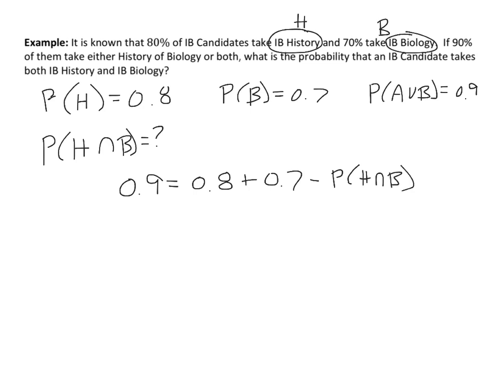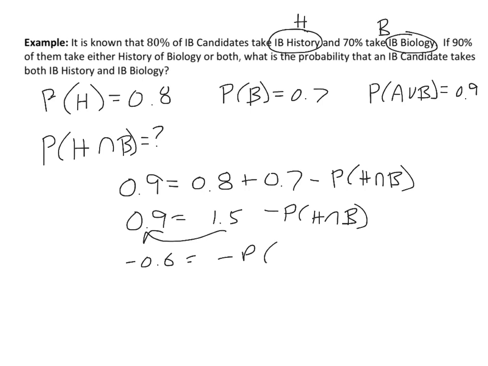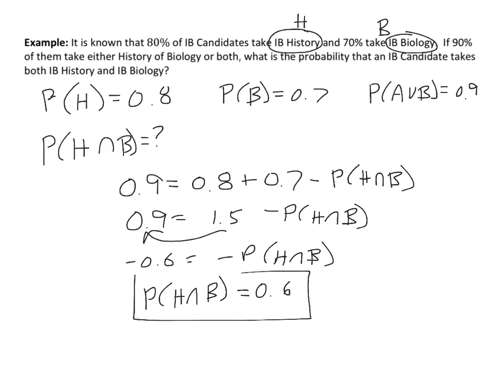Okay? And so now, this is just going to be a simple algebra thing. 0.9 equals 1.5 minus the probability of the intersection. If I move this thing over, I'm going to wind up with negative 0.6 is the negative probability of the intersection, which means that the probability that a student takes both of those things is 0.6.